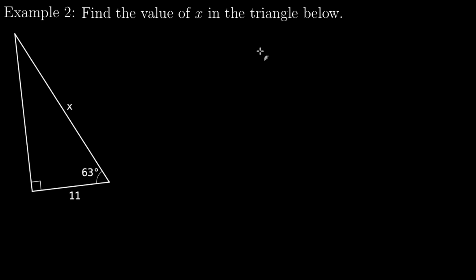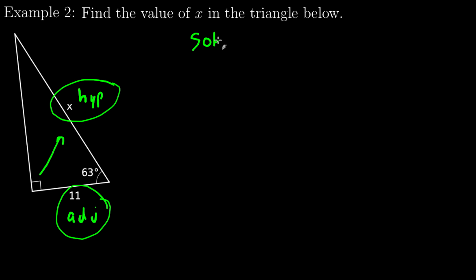So find x in the triangle below. We'll go through and label some sides. So I notice that we have the hypotenuse. I don't have anything on the opposite leg, but I do have something on the adjacent leg. So I'm looking for h and a. The one with h and a in it is this CAH. So we'll get the cosine of my angle, 63 degrees.